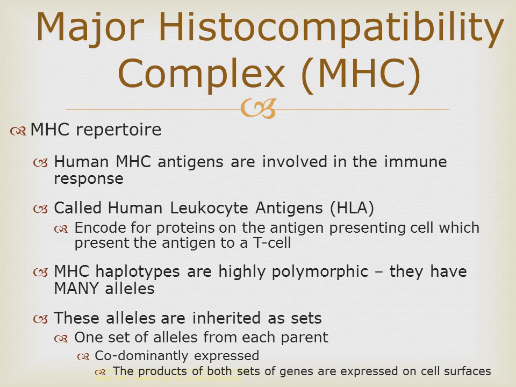The MHC haplotypes are highly polymorphic. They have many different alleles, and these alleles are inherited as sets. Each offspring gets one set of MHC alleles from mom and one set from dad, and then these are codominantly expressed. They all express their products in the offspring cells.